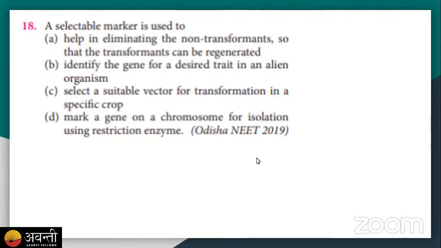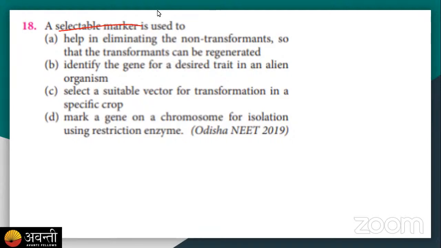Option B says identify the gene for a desired trait in an alien organism. Option C says select a suitable vector for the transformation in a specific crop. And option D says make or mark a gene on a chromosome for isolation using restriction enzyme. You have to find out the correct statement regarding the selectable marker.